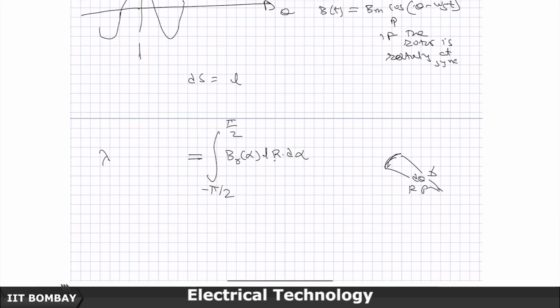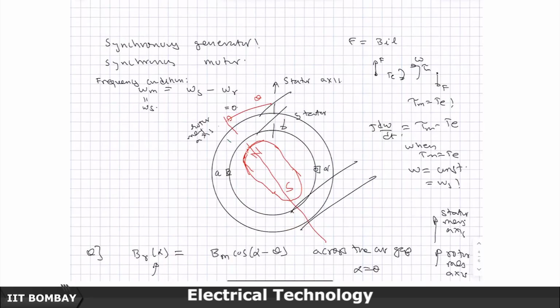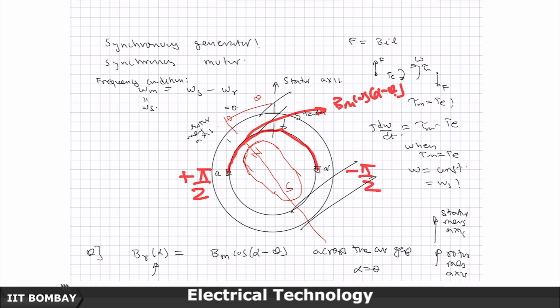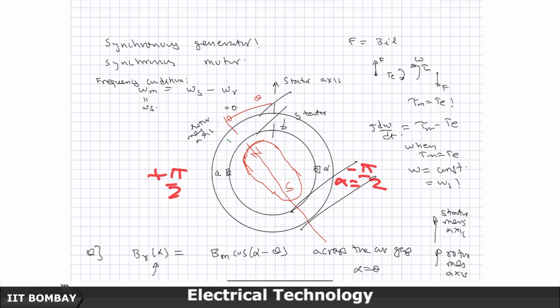coil A. Where is this point with respect to the stator magnetic axis? This point is minus pi by 2. Where is this point placed? Plus pi by 2. What is this distribution given by? Bm cos of alpha minus theta. Now, I have to start the integration from here and go up to here. So the lower end of the integration will be minus pi by 2, and the upper end plus pi by 2.